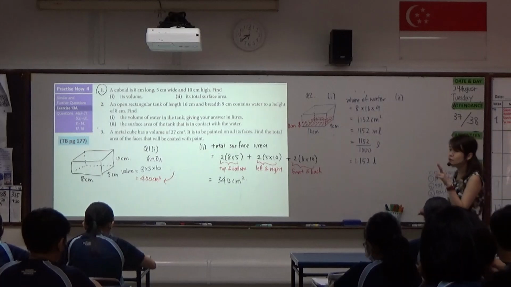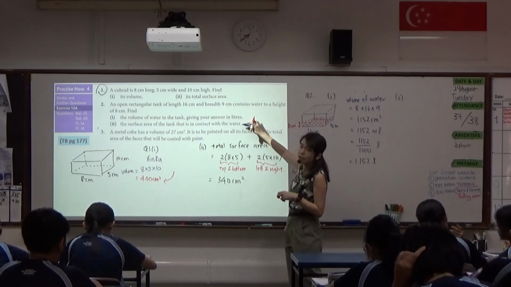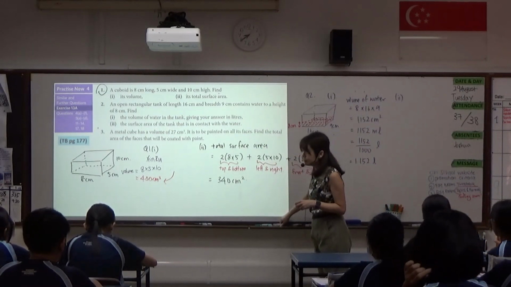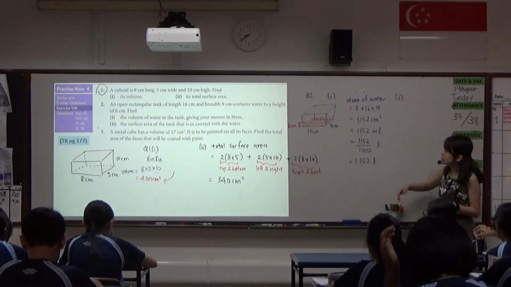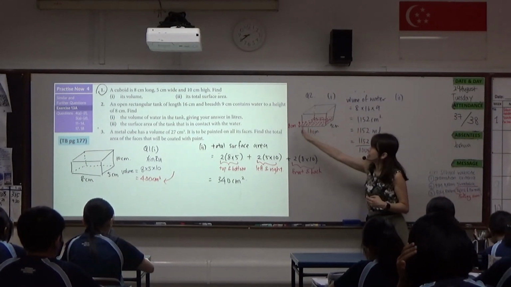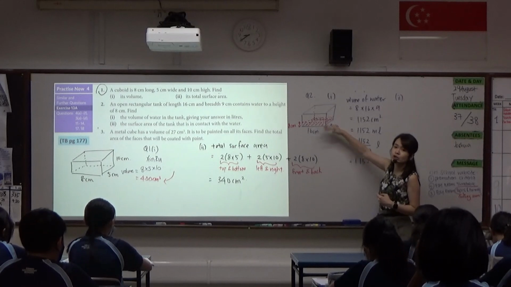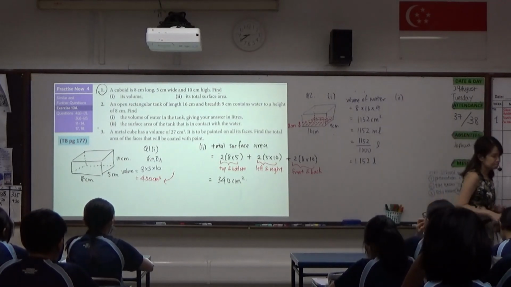Let me give you 2 minutes to do this calculation to find the surface area of the tank. We consider front, back, left, right, bottom. Top we don't have.